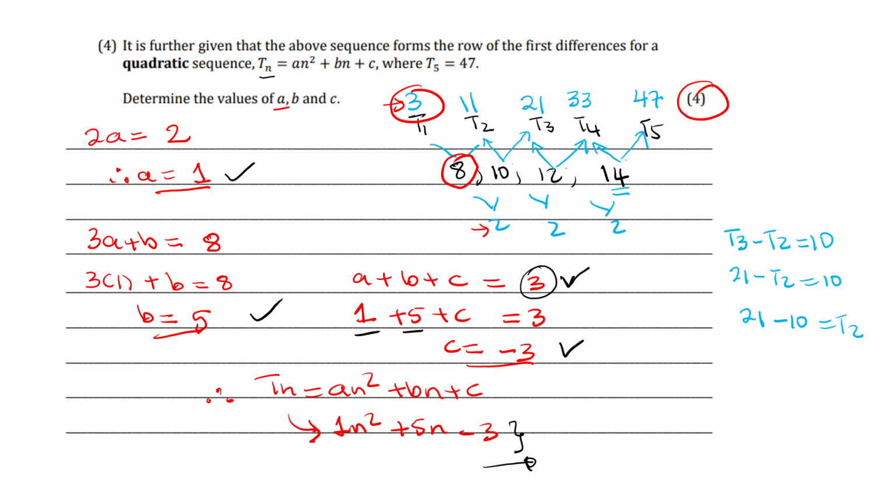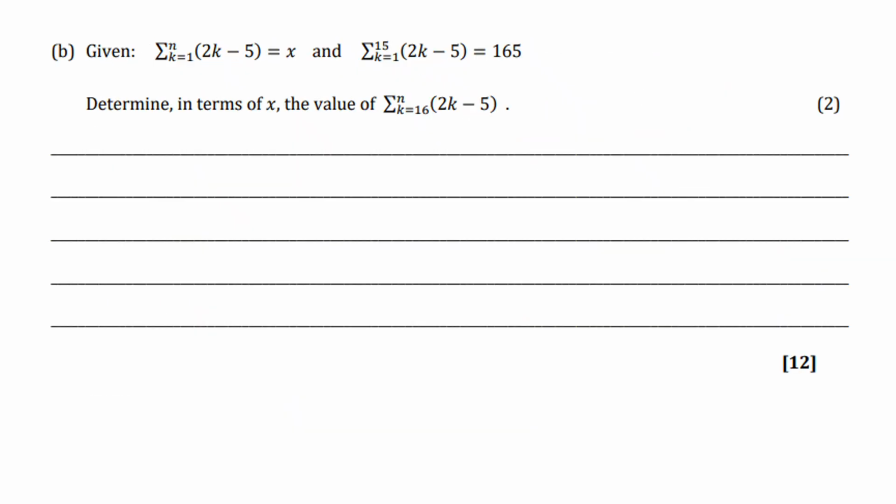Let's see what we have on the last question, and this will be out of 12 marks. We are given the sum of n terms where k is equal to 1, and this is my Tn. It's equal to x. So this one starts at k equals 1, and it's equal to x. Then the sum of 15 terms, which also starts at k equals 1, is given as 165. And look at this, they have the same general term. The difference is that this one is summed to n terms and this one is summed to 15 terms.